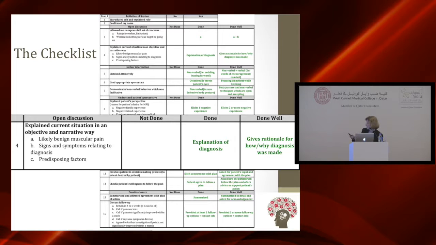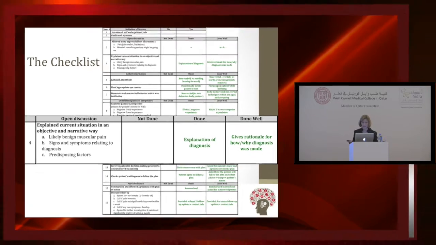I know you can't read this, but these are the core elements with the sub-questions that are standardized, so they're standard across all the cases, and then each case has some specific detail. So for example, I think you can read this. This is a part of the rubric from a back pain case where the resident is supposed to explain these components, and then the rating is done either not done, done, or done well. And I'll talk about who does that rating.